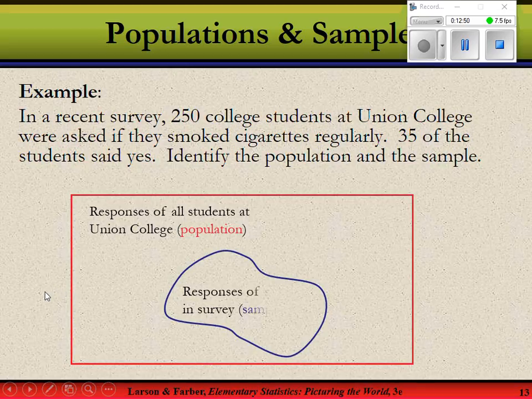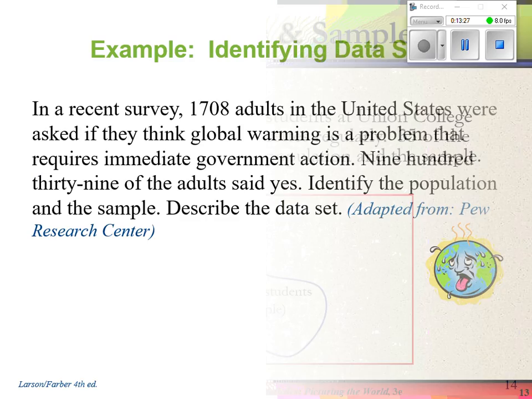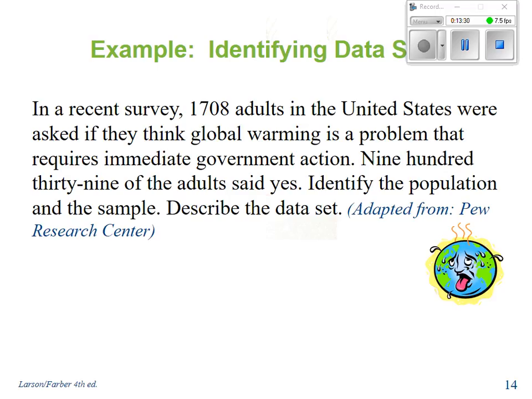So Union College, the whole thing, this big box here, is the population. And then our sample is the 250 students who actually responded. A lot of times when you take a survey like this, and you're asking some 18-year-old freshman in college if they smoke regularly or not, are they going to tell you the truth? No, they're going to lie. And maybe they won't even respond to it because they don't want their folks to find out.